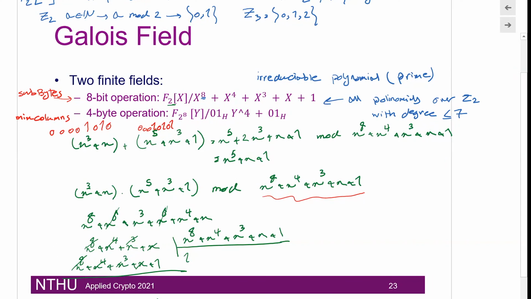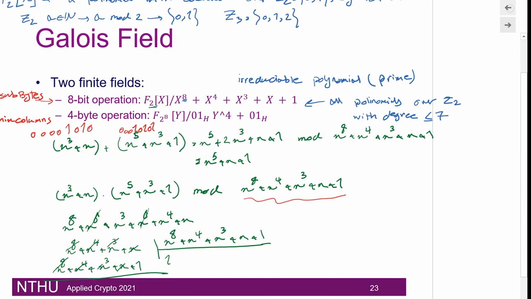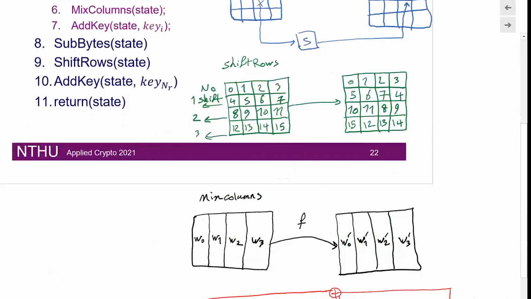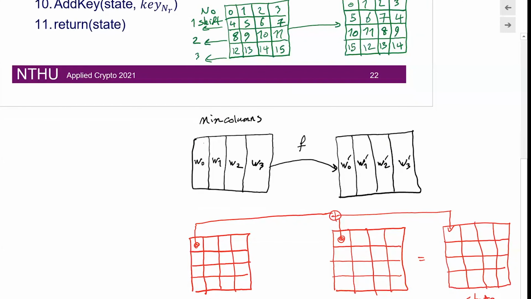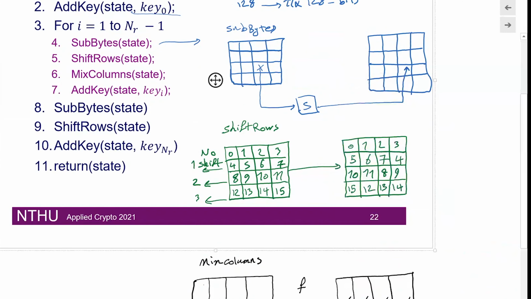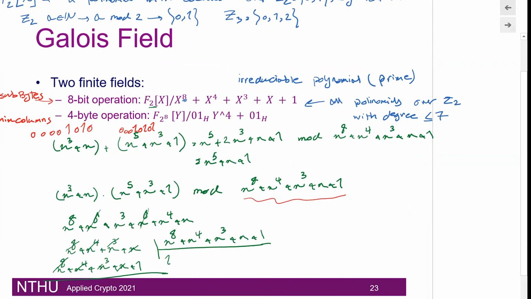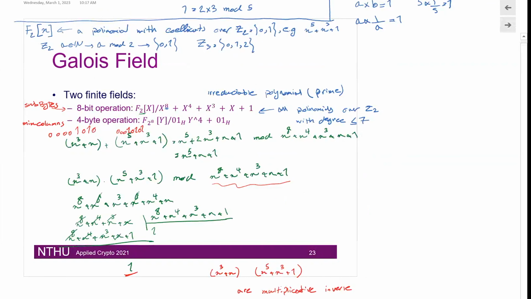So every byte that I have in this state, for this substitution bytes, every byte is represented as a polynomial. That is why we have these Galois fields and this notion of irreducible polynomials when we are going to do operations, like substitution bytes, on bytes. Every byte is an encoding of a polynomial, and that's why we are doing these operations.